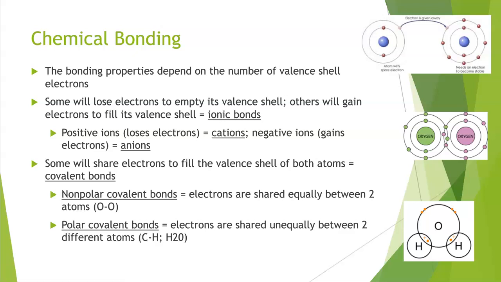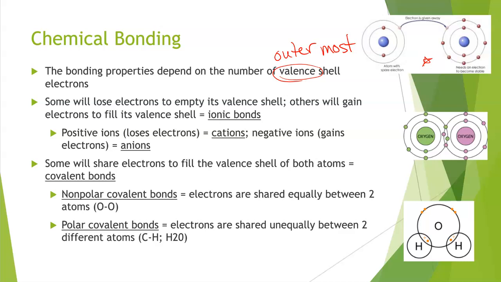Chemical bonds. The bonding properties depend on the number of valence shell electrons. Recall from chemistry that valence means outer, that is the outermost shell of electrons. Some atoms will lose electrons to empty its valence shell, as pictured up here, and others will gain electrons to fill that valence shell. That creates an ionic bond.